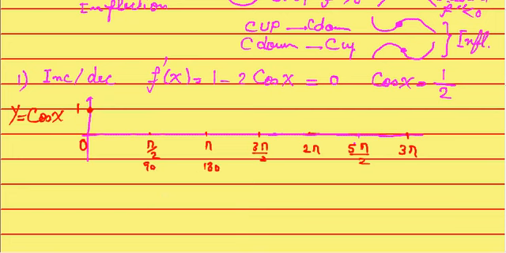Let me use a different color. Say, okay, it starts at 1, at 90 degrees becomes 0. At 180 degrees it becomes -1. At 270 degrees it is 0 again. At 2 pi we have come back full circle. We are at 1 again. This is -1 here. Then we go down again.